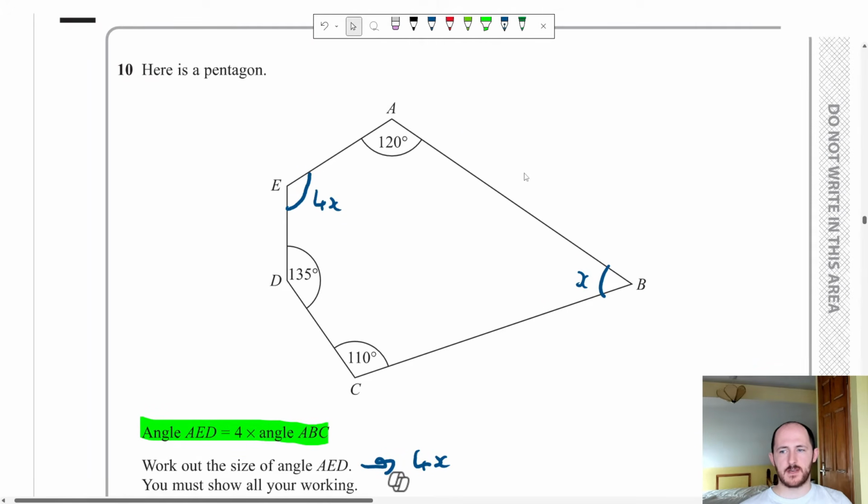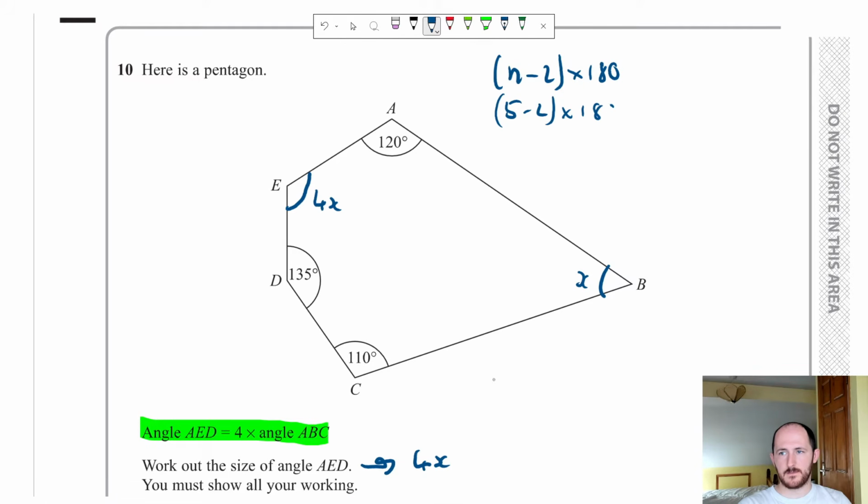Well, what should the angles in a pentagon add up to? If you're not sure, use the classic equation, n minus 2 times 180. N is 5 in this case, so that's 5 minus 2 times 180. So that's 3 times 180. So that would be 180, 360, add 80 would give me 440, add 100 gives me 540. So they should add up to 540.